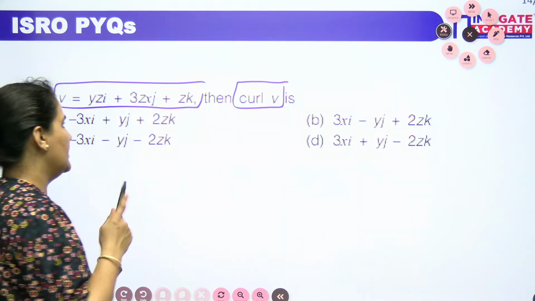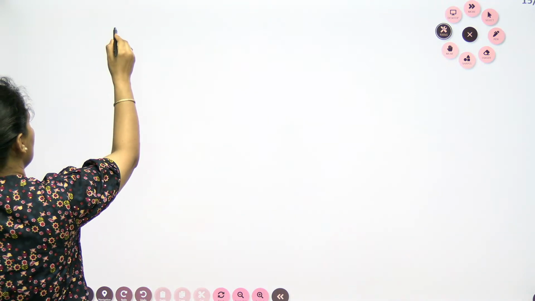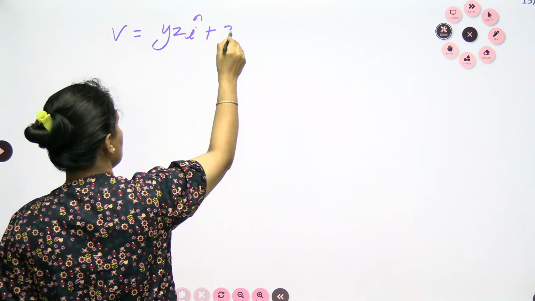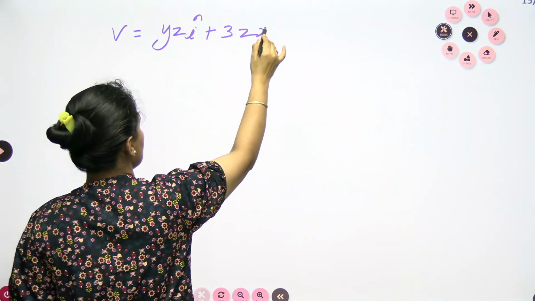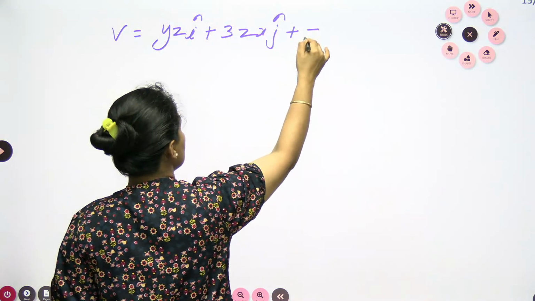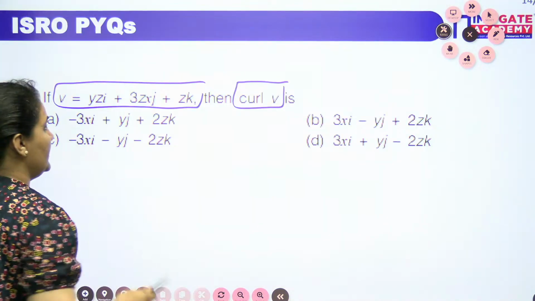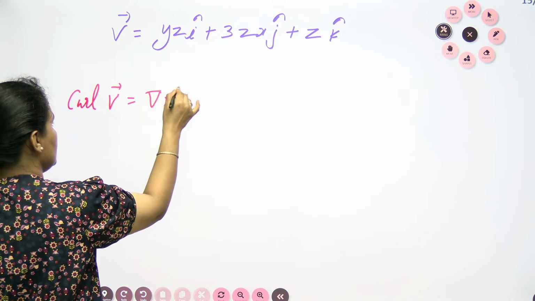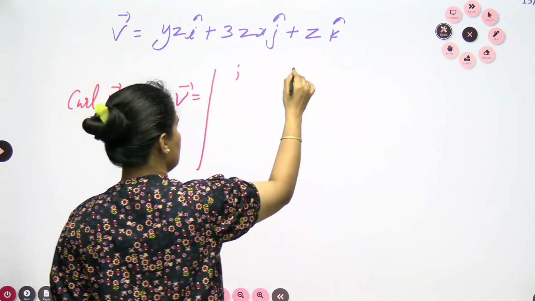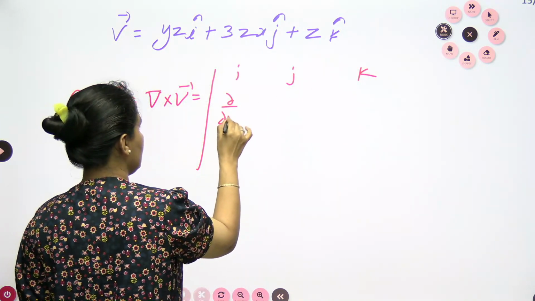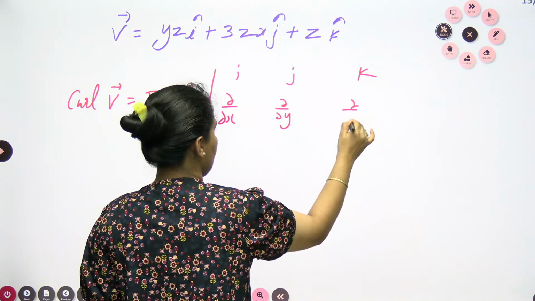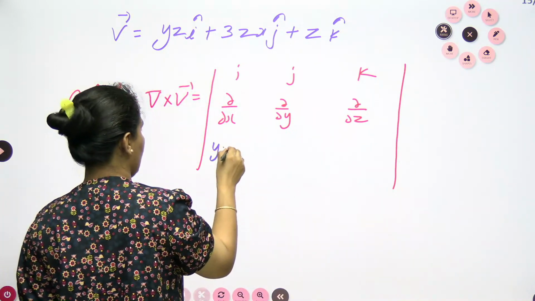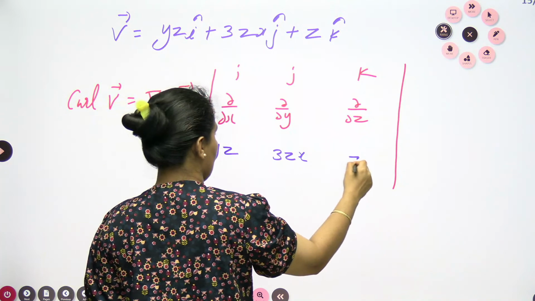Okay, so it is asking about the curl. We will find out the curl. The v vector is given to me as yz i cap plus 3zx j cap plus z k cap. I need to find out the curl. So curl of v vector means del cross v vector. So it will be the determinant with i, j, k, del by del x, del by del y, del by del z, and the functions are yz, 3zx and z.